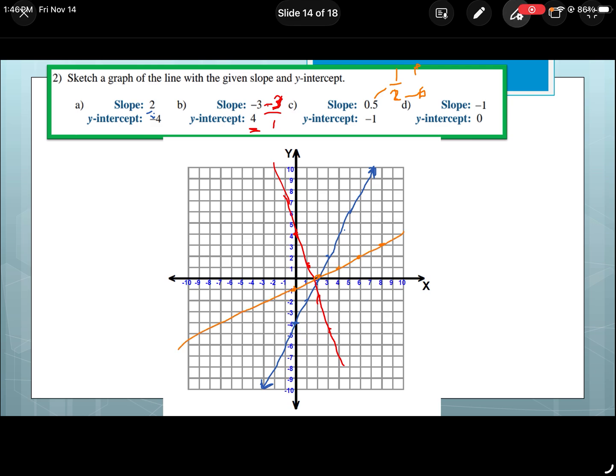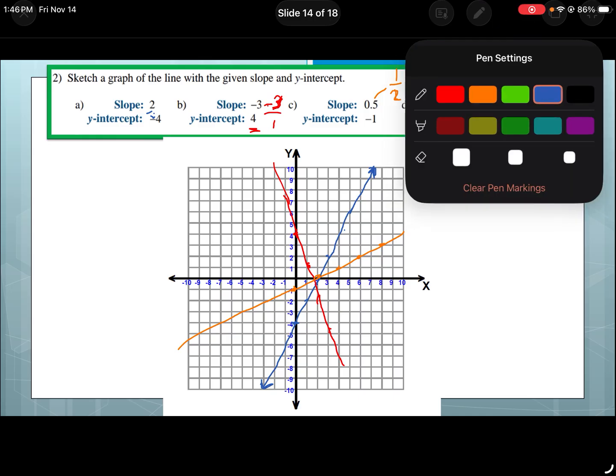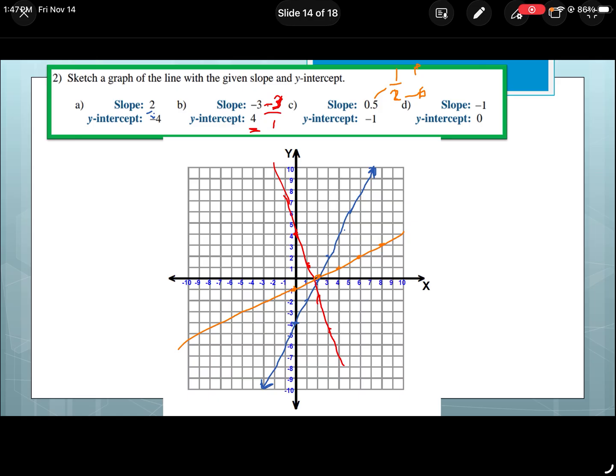Cool. And then last but not least, let's go back to blue. No, I guess we'll have to use black. Slope of -1, y-intercept of 0. So y-intercept 0 is here. Slope of -1 is -1/1. So we're going to go 1 right, 1 down. So 1 right, 1 down, 1 right, 1 down, 1 right, 1 down, etc. It looks something like that. Cool, that's the black one now. Hopefully that made sense. Next page.